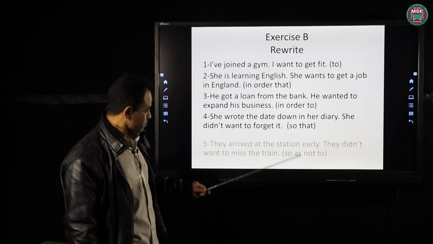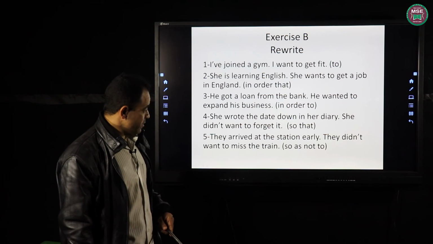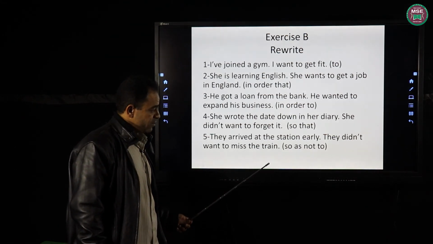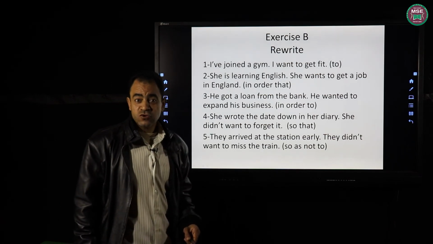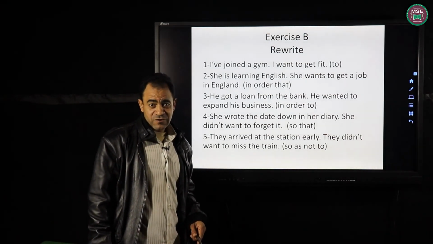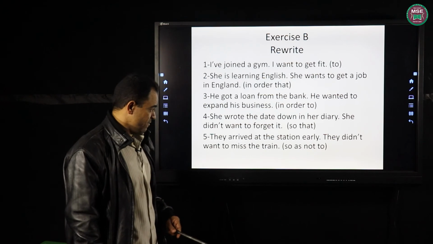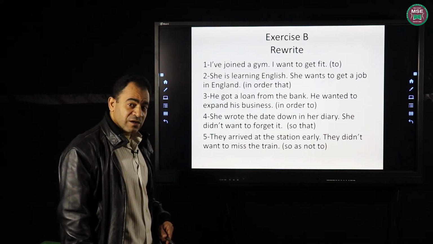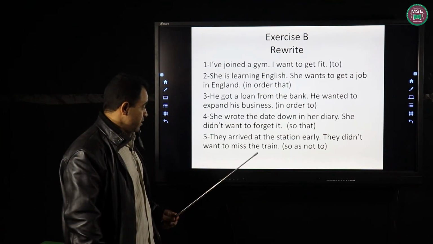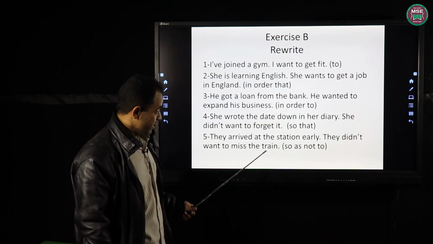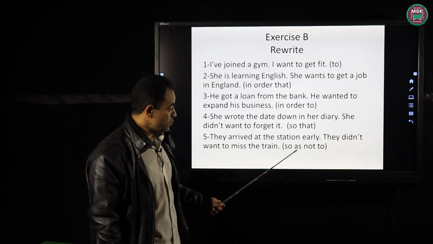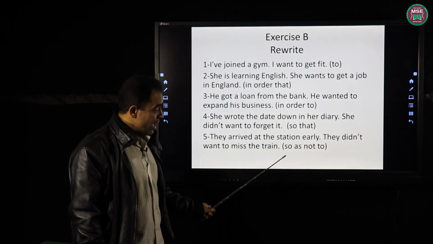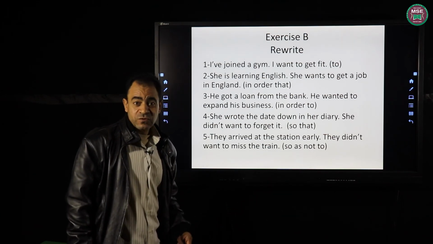Very good. Number 5. They arrived at the station early. They didn't want to miss the train. So as not to, you remember it? After it, we need just the verb infinitive. So the answer is, yes, very good. They arrived at the station early, so as not to what? Not to miss the train. So as not to miss the train.